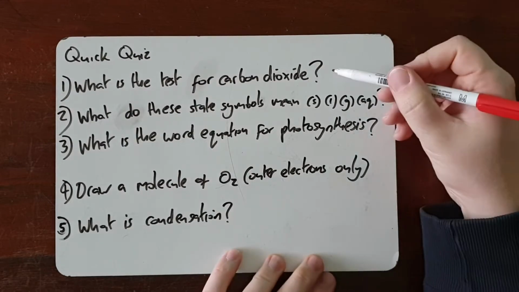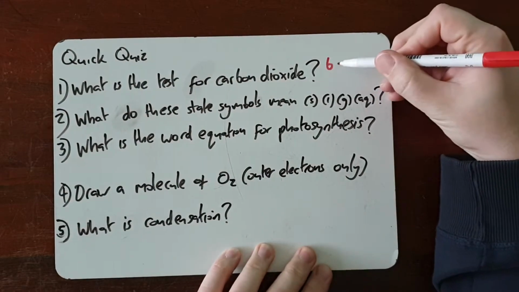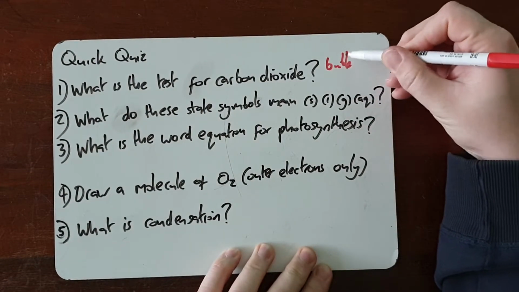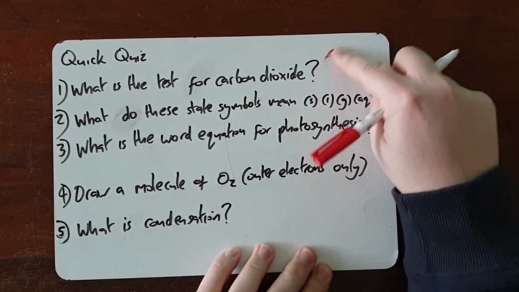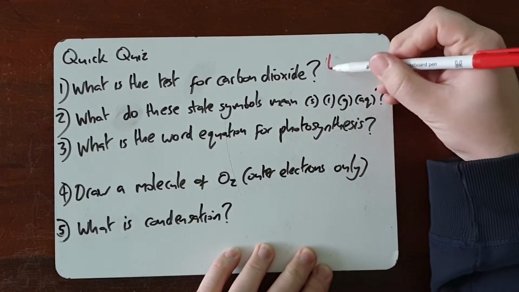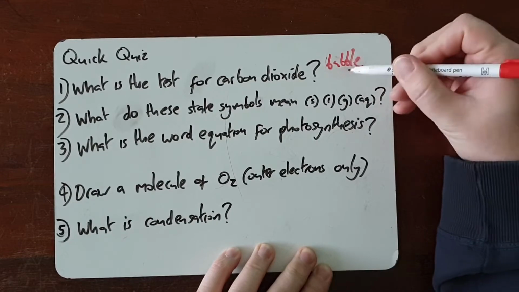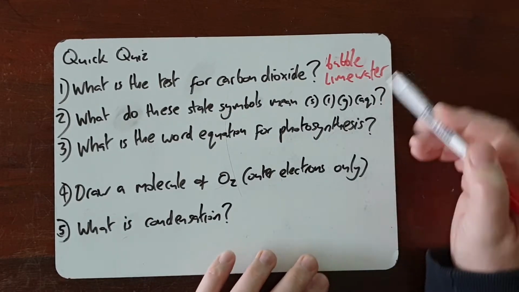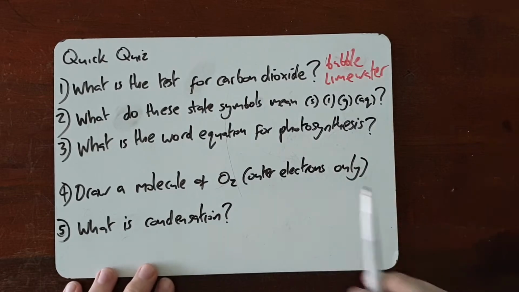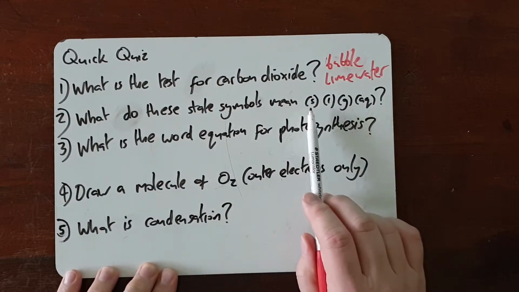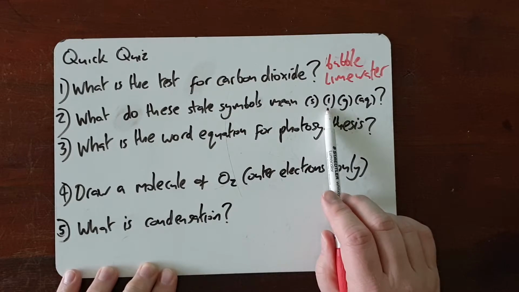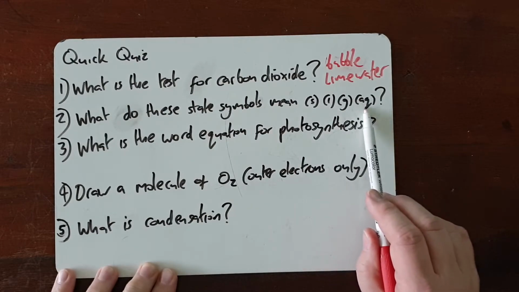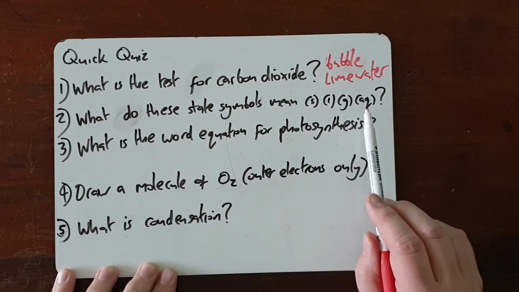What is the test for carbon dioxide? So you bubble a gas through lime water, and if it goes cloudy or milky, then the gas was carbon dioxide. What do these state symbols mean? S is solid, L is liquid, G is gas, AQ is aqueous or dissolved in water.